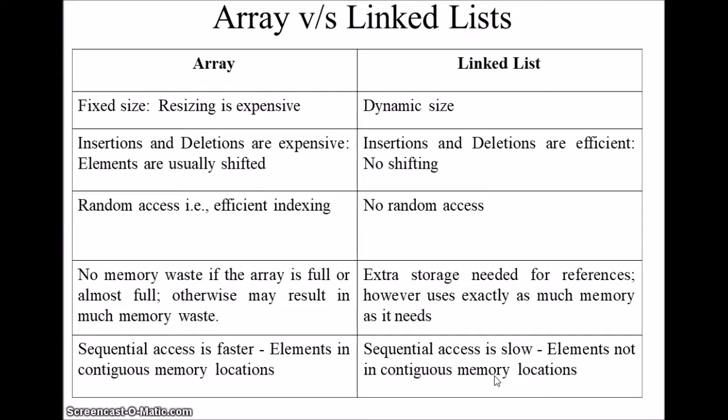So if the first item of a linked list is stored in, say, location 1000, the second item might be stored in location 8000, and the third item might be stored in location 5000. So elements are not contiguous in a linked list, and hence sequential access becomes slow.